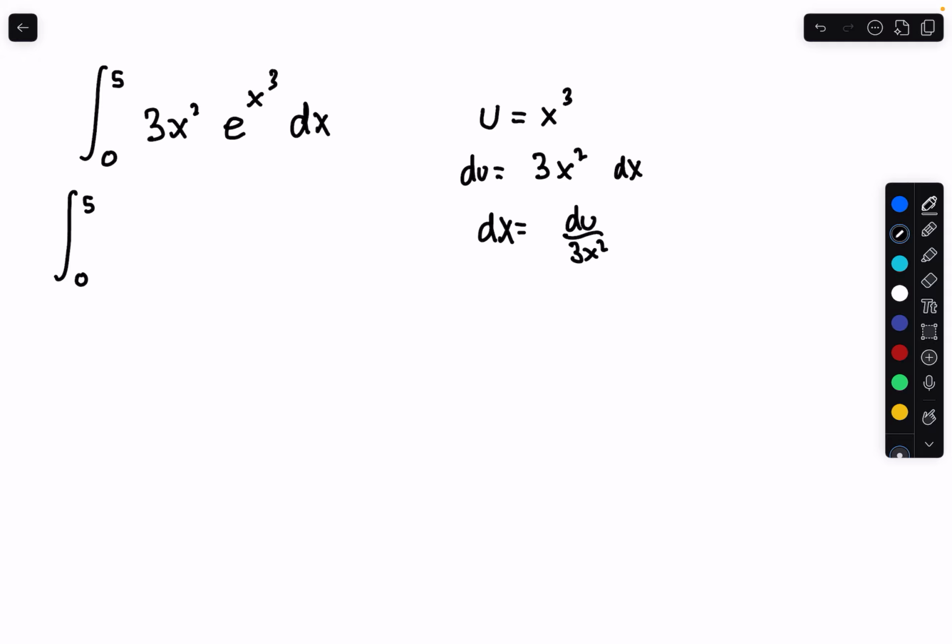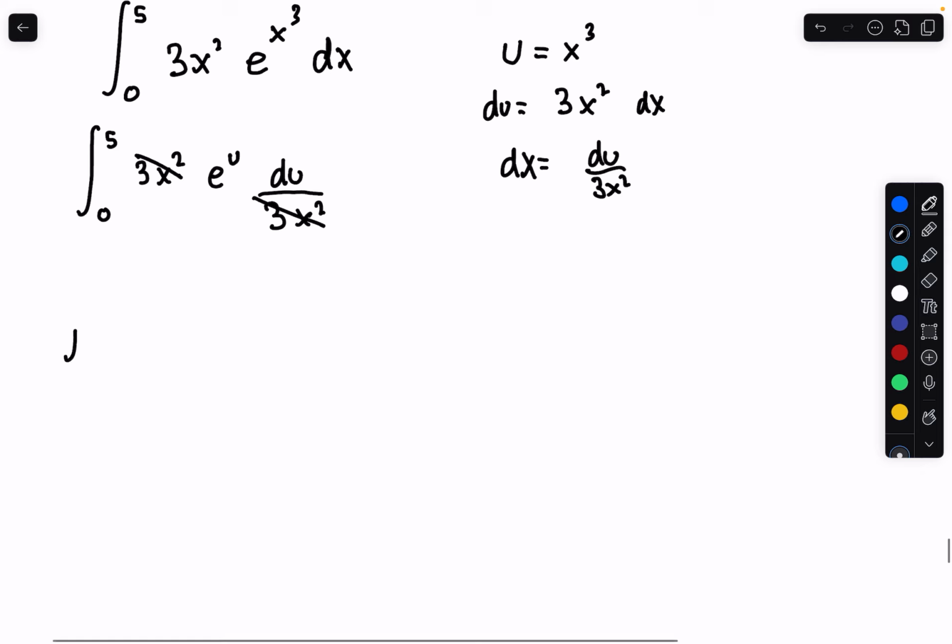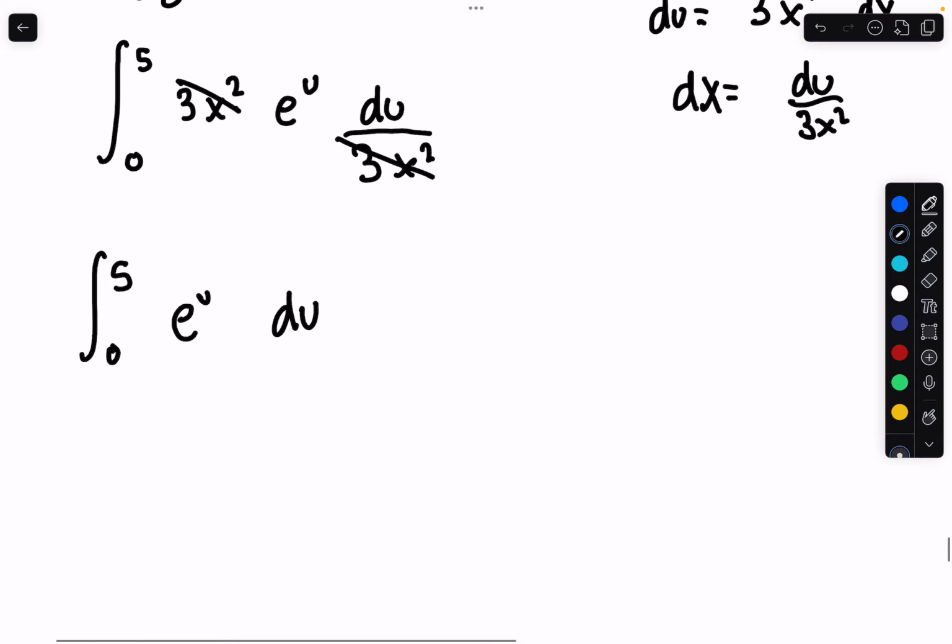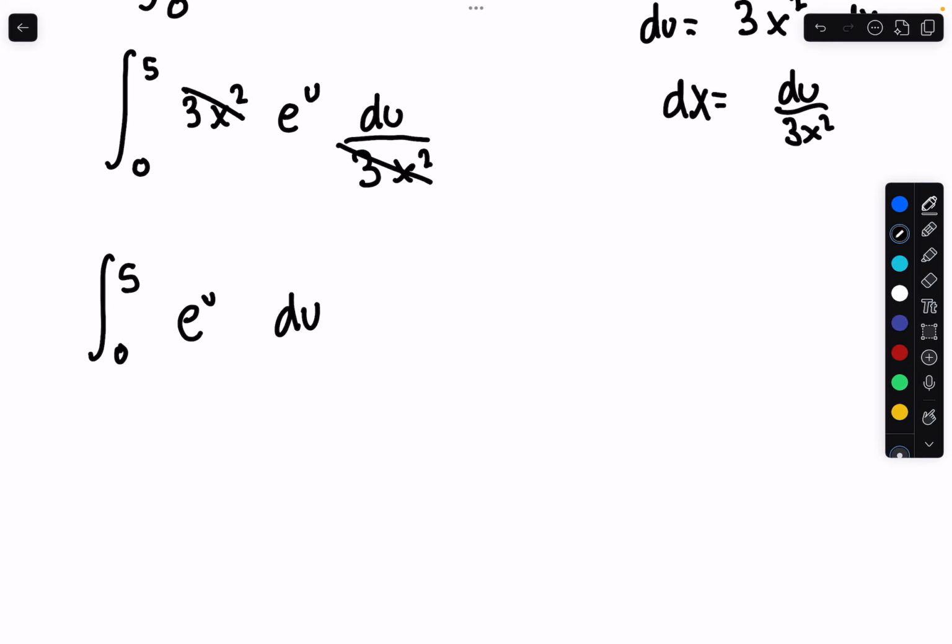We get 3x squared, and then we said x cubed is u, so e to the u, and then du divided by 3x squared. We divide this out and we divide this out, and we're left with the integral from 0 to 5 of e to the u du. Now it's important to remember that these are not for u. These are our range for x, so we need to put it all back into x.